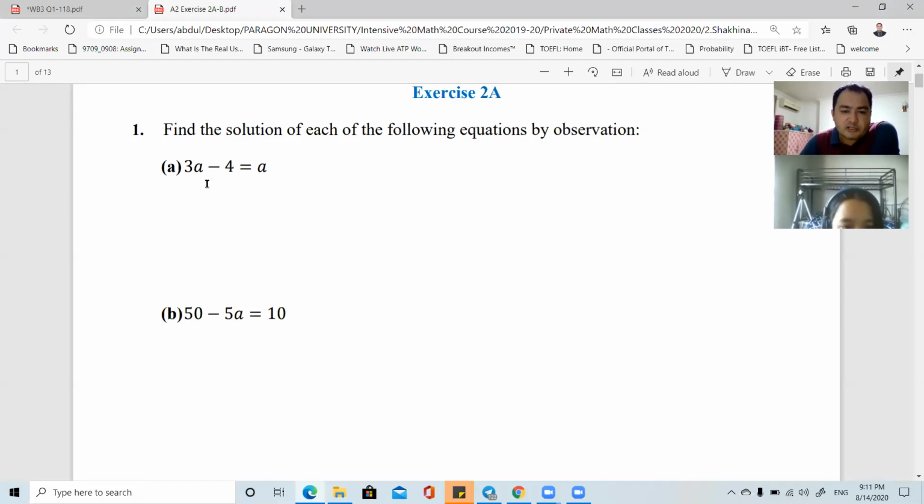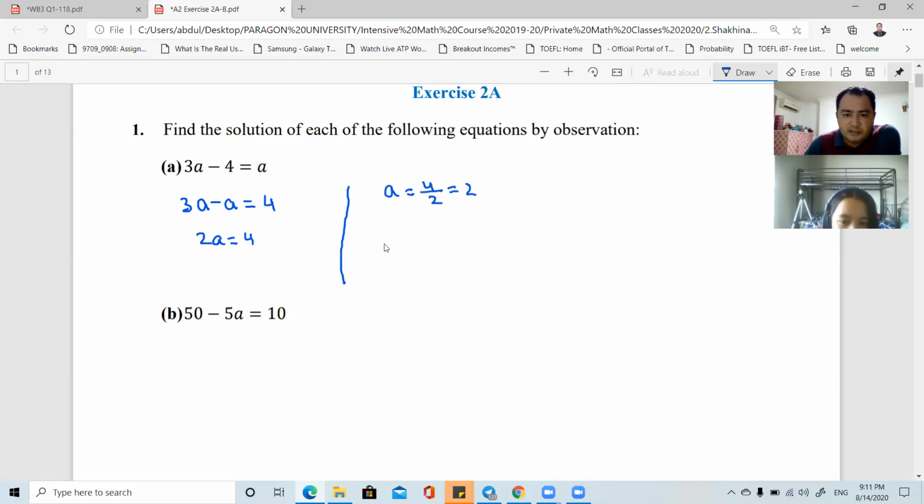Actually, to solve this equation, we should take all unknowns to the left and numbers to the right. Here we have 3a, just keep it here. Here we have a, take it to the left, so it is minus a, equals negative 4, to the right it is 4. Now we simplify: 3a minus a is 2a, equals 4. Draw a line, continue here. So a equals 4 over 2, that's equal to 2. Now dots, dots, dots, the answer: a equals 2. Can you do it like this, Shahina?